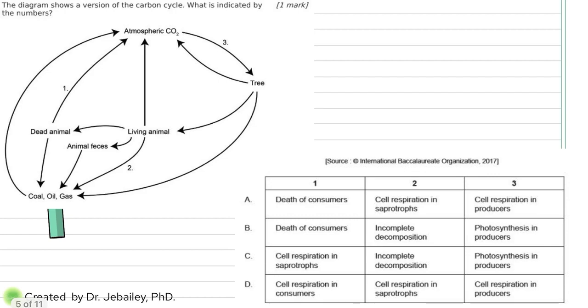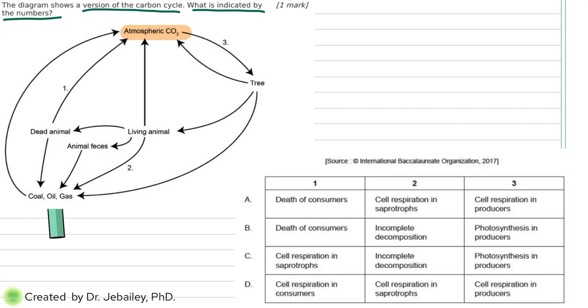Next is a diagram showing a version of the carbon cycle. What is indicated by the numbers? So you've got to look at this chart and you can start to make some recognitions here. For instance, okay, this you can see that is atmospheric CO2.